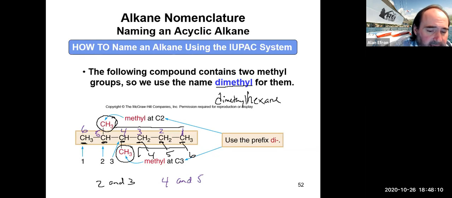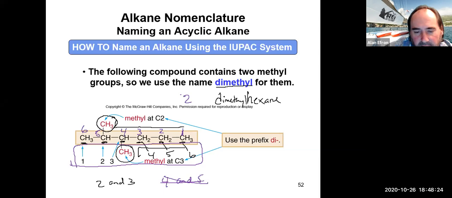And it is as simple as 2 and 3 is a smaller number than 4 and 5. So we would want to go left to right here in terms of the numbering. And that means that we would want to use both of those numbers in there. And this would be 2, 3, with a comma between the 2 numbers, and then a dash here between the number and the letter. So this would be 2,3-dimethylhexane. Any questions on that?